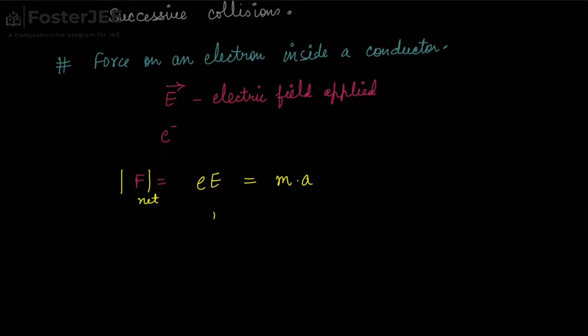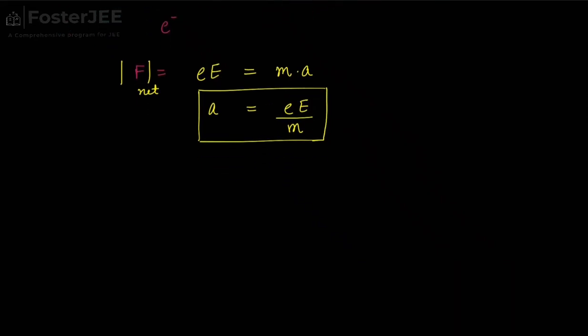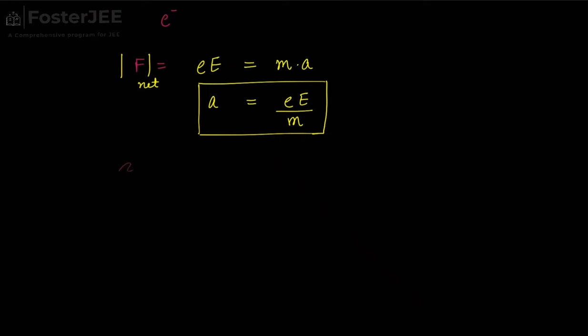And the acceleration of an electron inside a conductor in which electric field E is applied is small e into capital E upon m. This is the acceleration of that electron. Now, if tau is the relaxation time, then the velocity attained by the electron in this time will be written by using v equals u plus at.